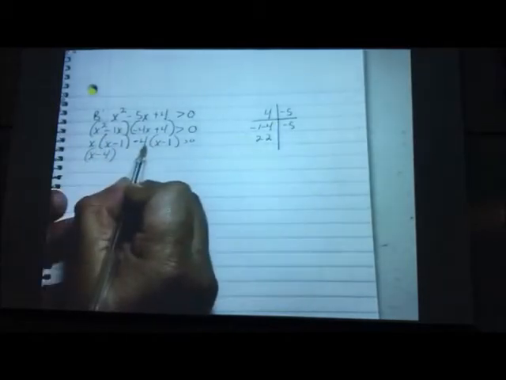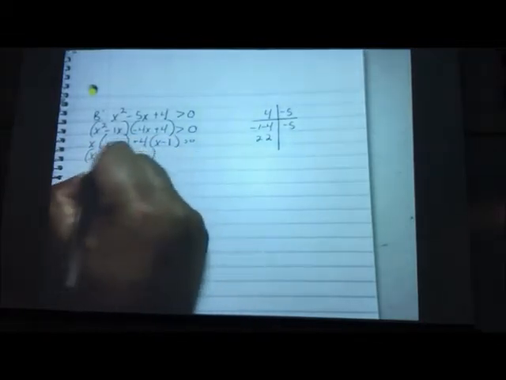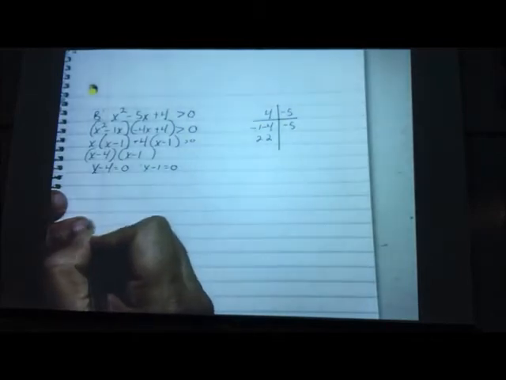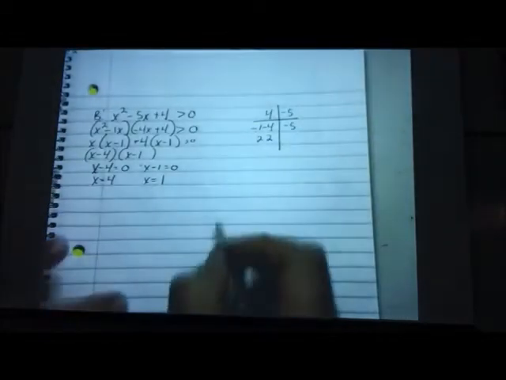X minus 4, and then we combine the x minus 1. Set each to 0. X minus 4 equals 0. X minus 1 equals 0. Solve for x. X equals 4. X equals 1. We're good? Draw your number line.